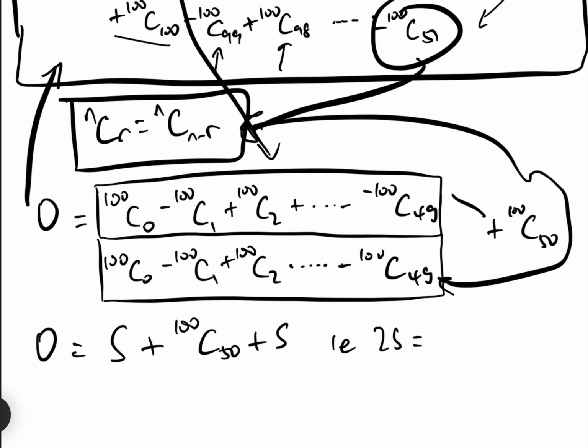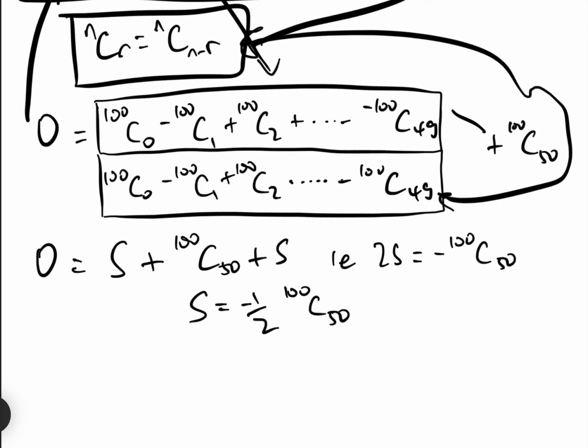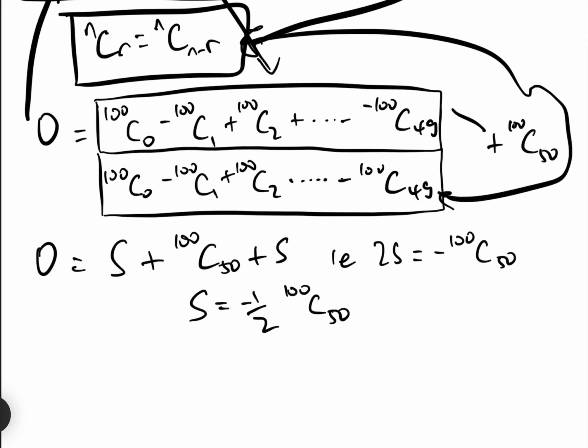2s equals minus 100c50. So s equals minus a half 100c50, and so therefore that is our answer. Now we could simplify this a tiny little bit using n plus 1 c r plus 1 equals n plus 1 over r plus 1 nCr.